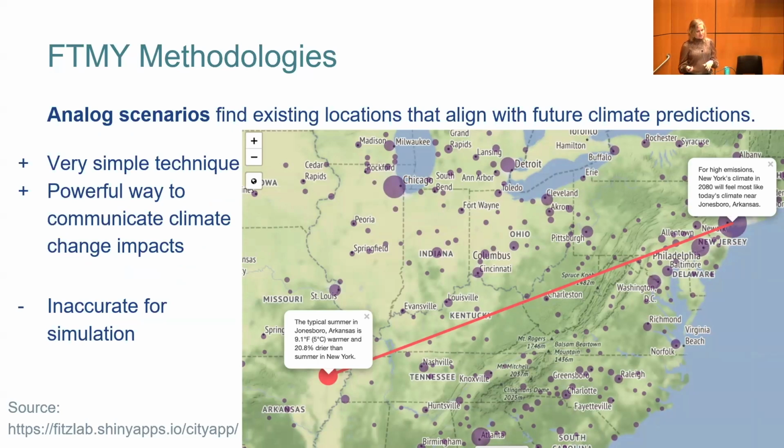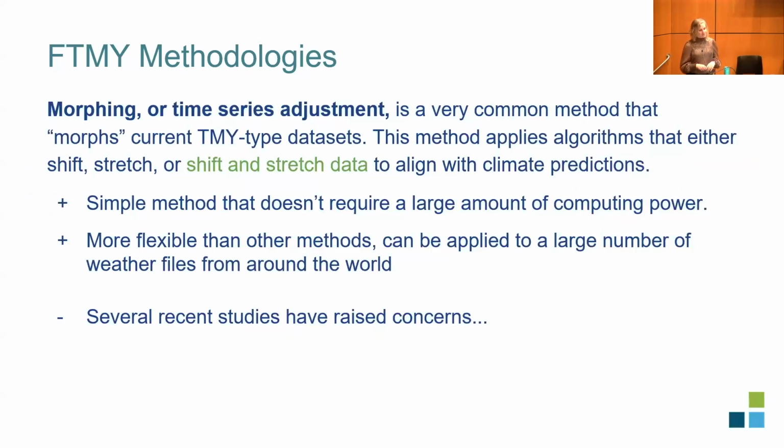So in this case, you can say, okay, in the future, New York is going to feel like Arkansas. This is a really powerful technique because people can picture that. They can understand that New York is really different from that, they can grasp that. So it's a great way to communicate. But for the purposes of building simulation and building analyses, it's just not accurate enough. There's lots of things wrong with it, not the least of which is that the sun is in the wrong place.